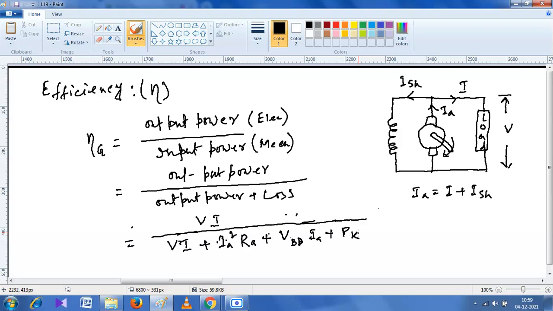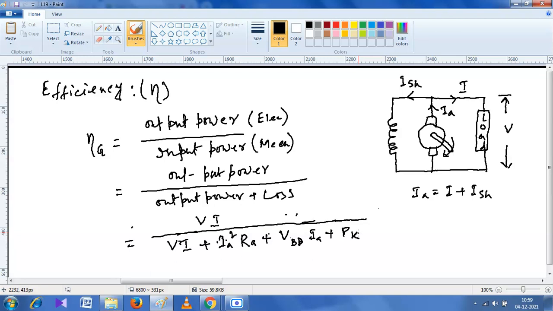हमारे पास जो 5 लॉस थे उसे हम ब्रॉडली टू कैटेगरी में डिवाइड कर रहे हैं। एक को बोल रहे हैं वेरिएबल लॉसेस एंड अनदर इज कॉल्ड कांस्टेंट लॉसेस। These three, core loss, mechanical loss and stray loss, are called constant losses because these three losses depend on how much voltage is generated on that generator.